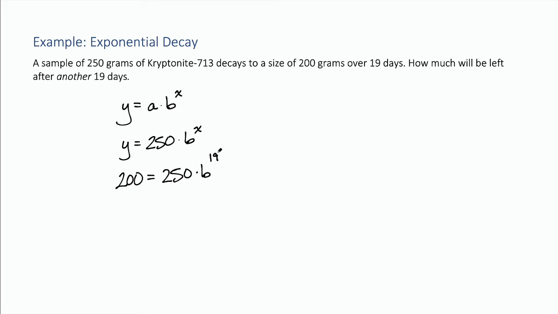So to get this, I'm going to divide both sides by 250. And I get 4/5. 200 divided by 250 is 4/5, equals b to the 19. Now to get b, I raise both sides to the 1 over 19. So 4/5 to the 1 over 19 is equal to b. So now I can take this and plug it back in to my model.